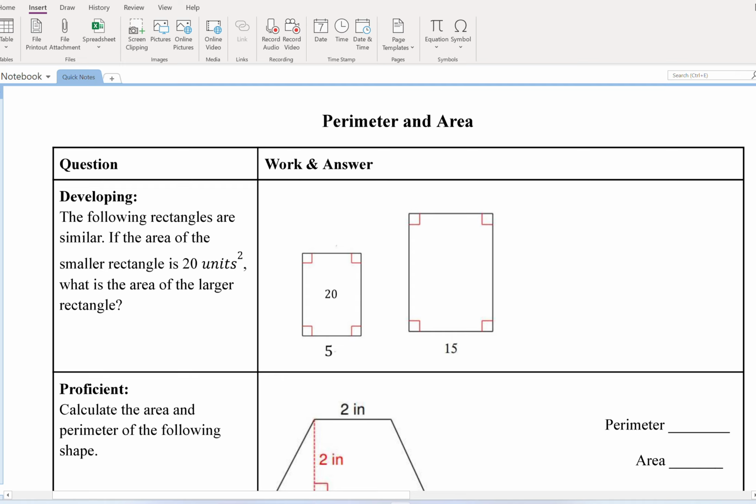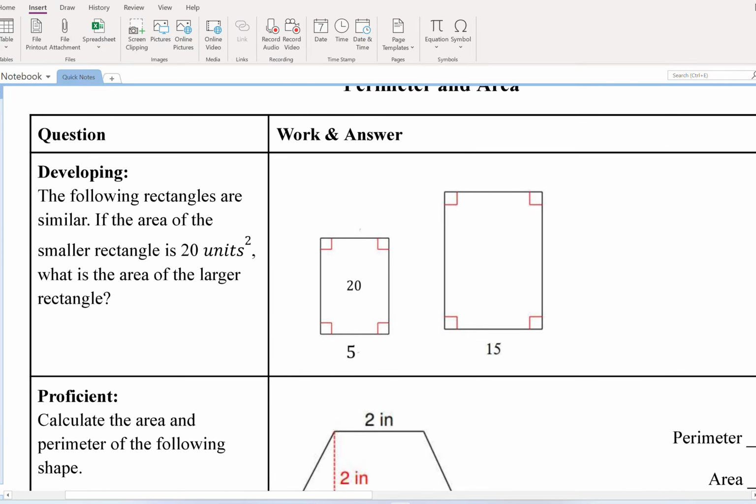This is a video on perimeter and area. This top one here says the following rectangles are similar. If the area of the smaller rectangle is 20 square units, what is the area of the larger rectangle?